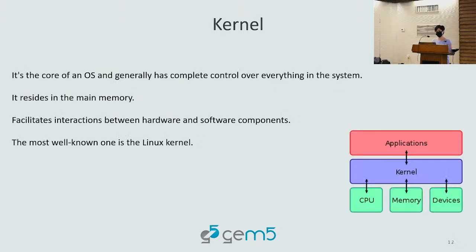The kernel is the heart of an operating system, and it has complete control over everything inside the system. It knows applications, CPUs, memory, devices, everything. The primary residence for the kernel is the main memory. It helps to orchestrate everything together: application, CPU, hardware, software. And the most well-known one is the Linux kernel.